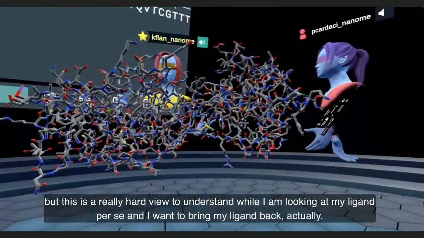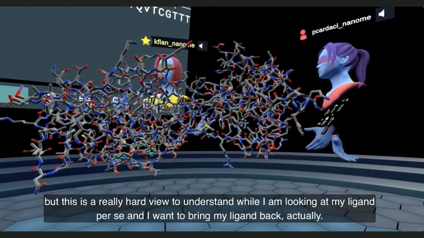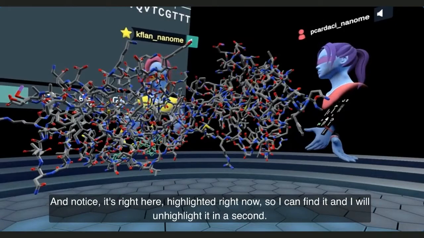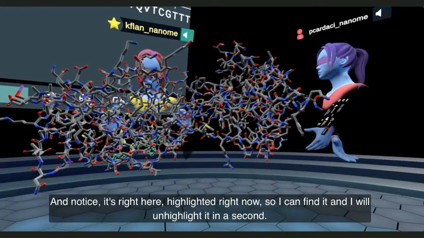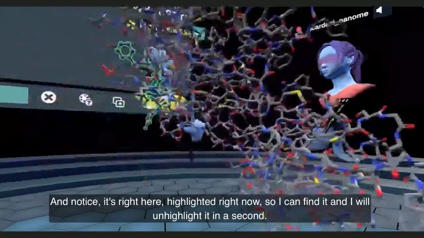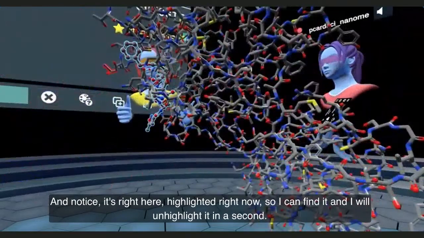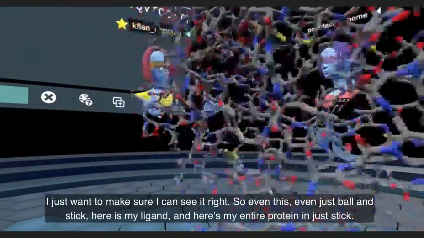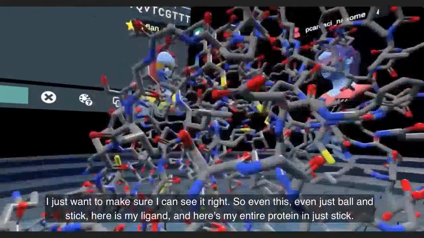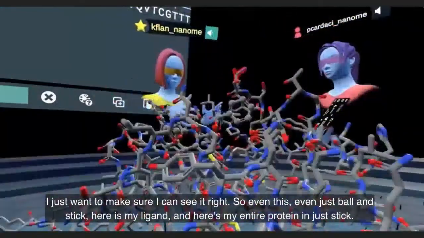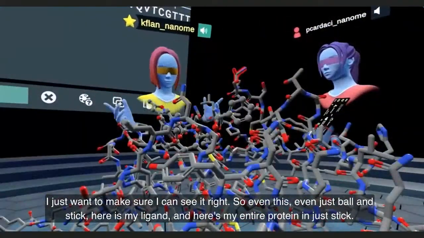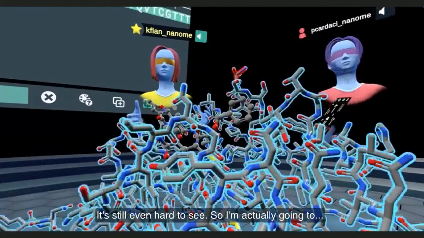And I want to bring my ligand back, actually. And notice it's right here, highlighted right now so I can find it. And I will unhighlight it in a second. I just wanted to make sure I can see it, right? So even just ball and stick, here's my ligand, and here's my entire protein in just stick. It's still even hard to see.